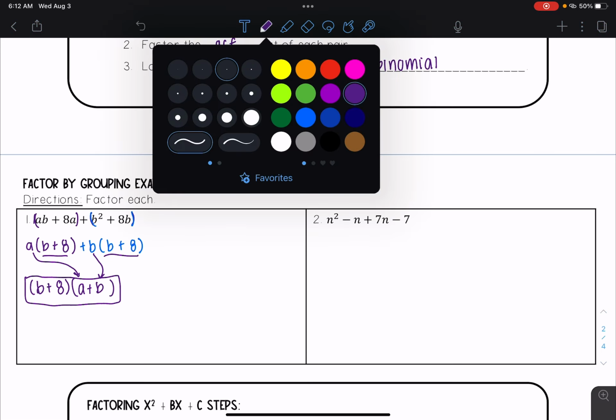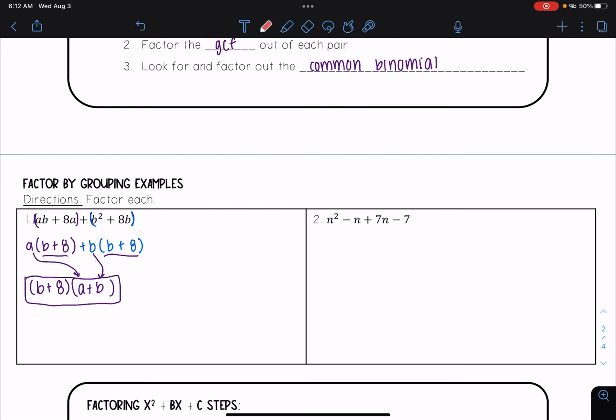Again, you can always check your work by redistributing and seeing if you end up with the same thing. So let's go ahead and check our work here. B times A, I get AB. B times B, I get B squared. 8 times A, I get 8A. 8 times B, I get 8B. And I see that is the same thing that I have up here. The terms are just in a different order.